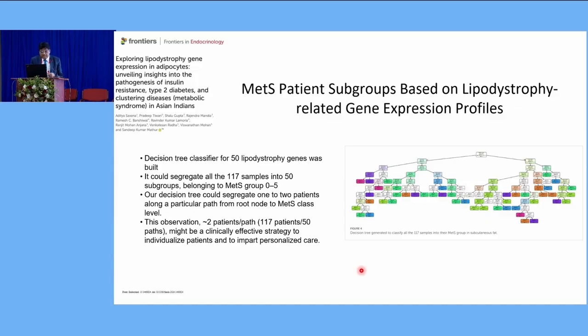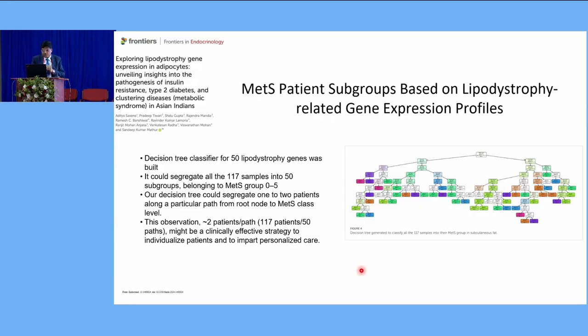They did GWAS and we did gene function study, and we came to the same conclusion: a decision tree classifier of 50 lipid genes was built. It could segregate all 117 samples into 50 subgroups belonging to metabolic syndrome score 0 to 5. That means 50 gene expressions in adipose tissue, on the basis of their expression pattern, we used a machine learning model. Can we predict the severity of metabolic syndrome in terms of the existence of 1, 2, 3, 4, 5 cluster diseases? It's a number of cluster diseases.